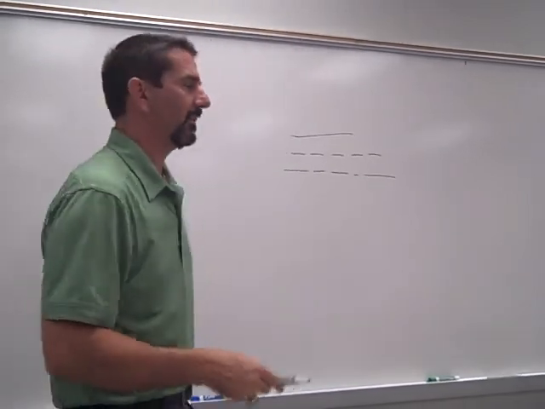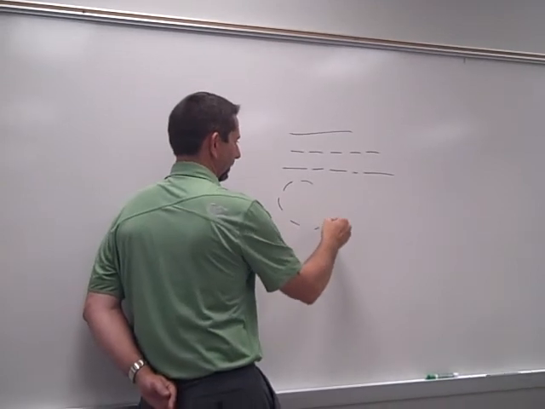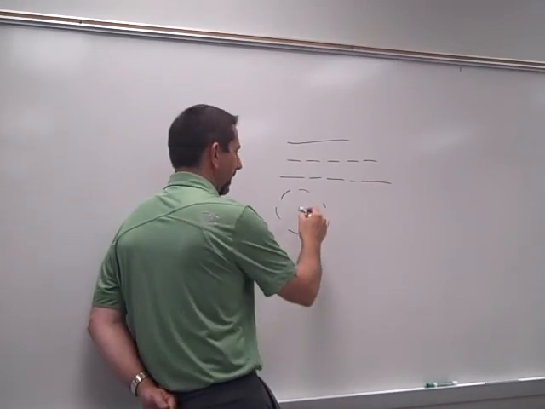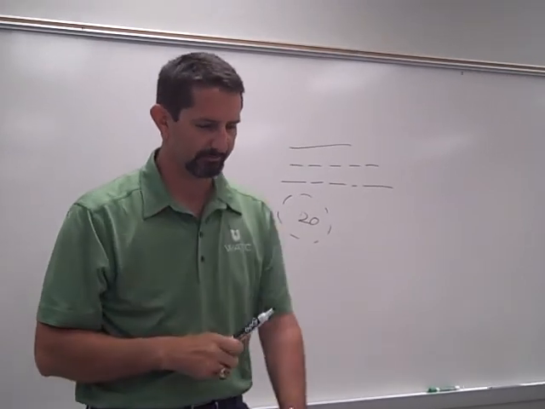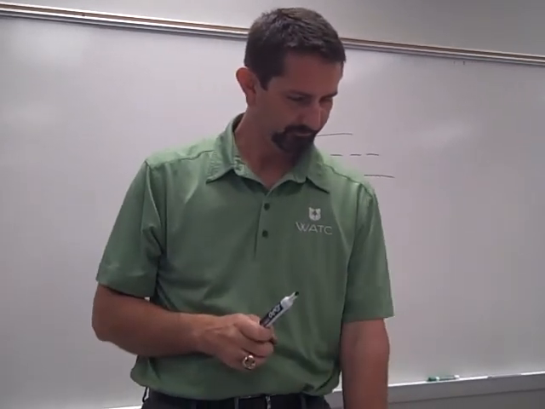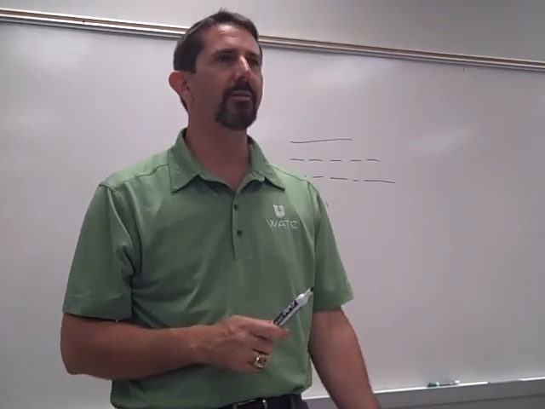Okay? This symbol, write it down. A dashed line around a number is for a hidden plane. We'll see that. Are there any questions?